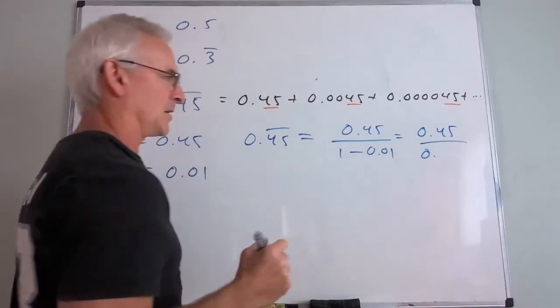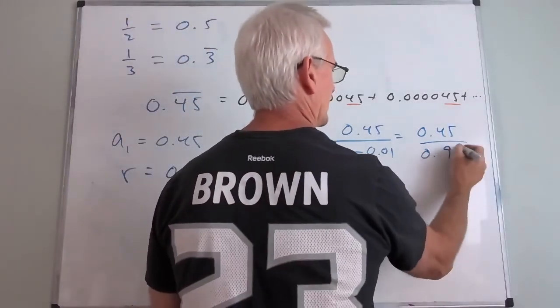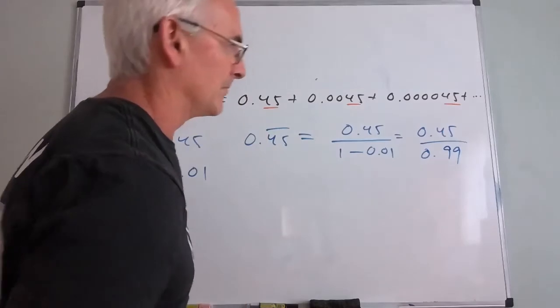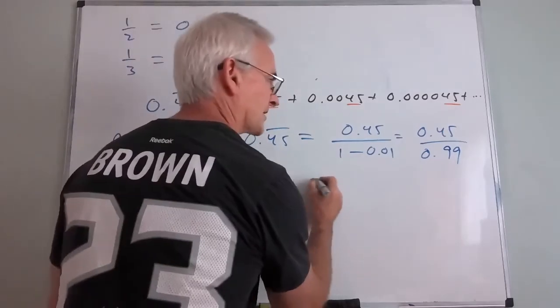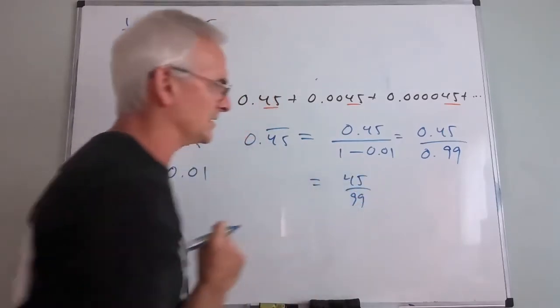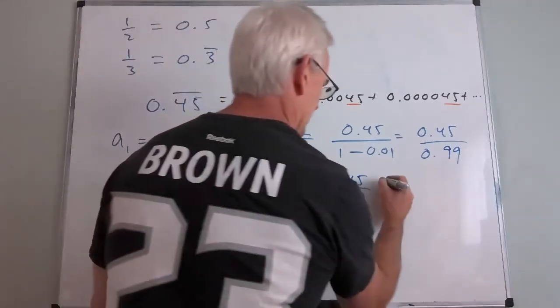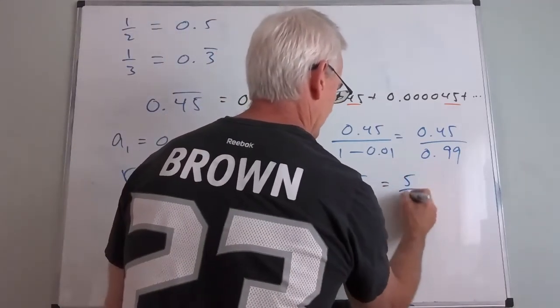What would my denominator now be? 0.99. 45 hundredths over 99 hundredths. Can I legally just write 45 over 99? Is that legal? Yes. Does that reduce further? I can pull out a 9, so that would be 5 over 11.